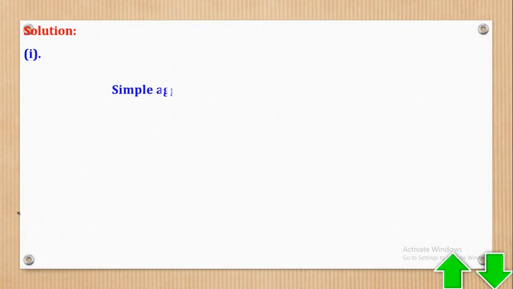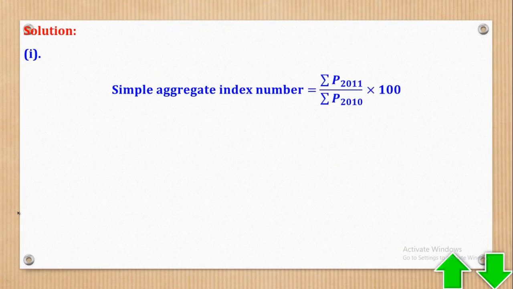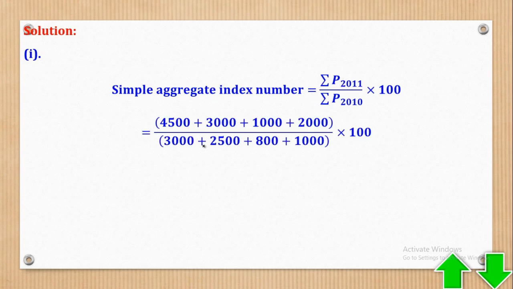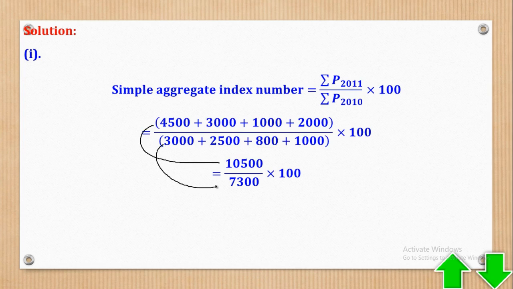So the first thing to do is to quote the formula. In this case, the current year is 2011 and the base year is 2010. So we are going to sum up all the prices in 2011 and all the prices in 2010, divide by all the prices in 2010, then you multiply by 100. These brackets are very, very vital. When I add, the numerator simplified gives you this, the denominator simplified gives you this. Then the whole of that, when I work it out, gives you 143.84 as our simple aggregate index number.